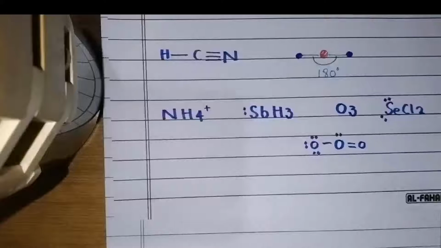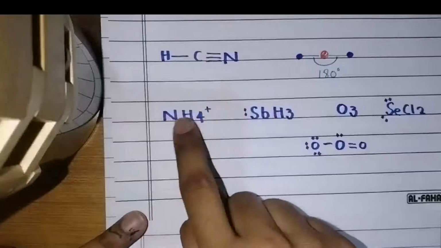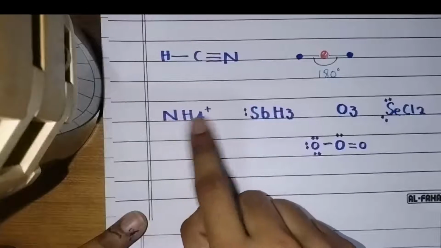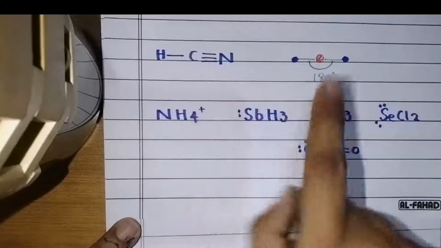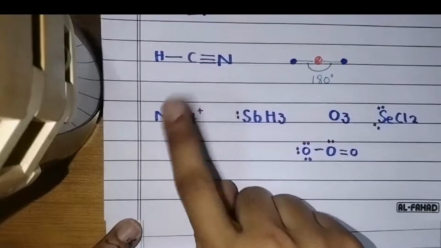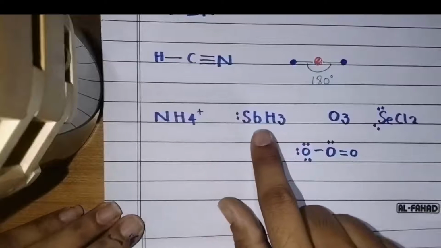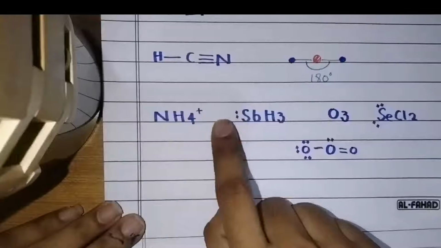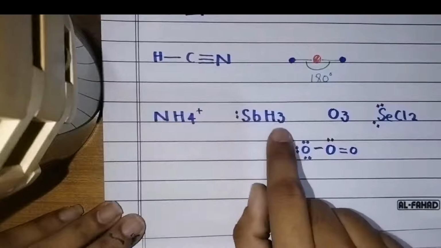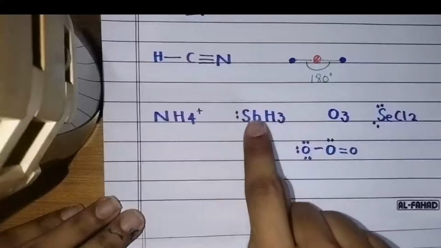So let's talk about NH4 first. It would not have any electron pair because that electron pair is shared with the H positive. So this molecule would be based on the tetrahedral structure. And the next is SbH3. So the Sb would have one electron pair and then 3 atoms around the central atom. So it has 4 things around the central atom.